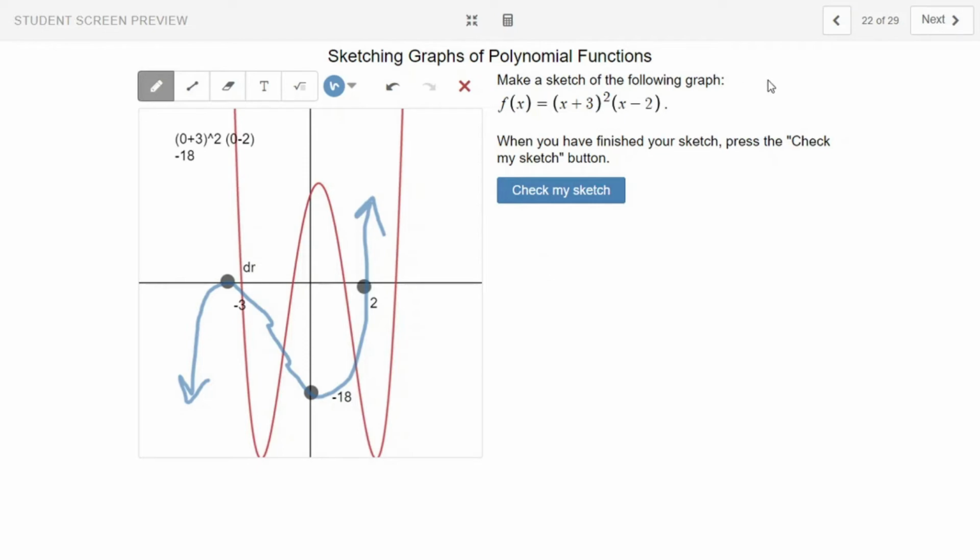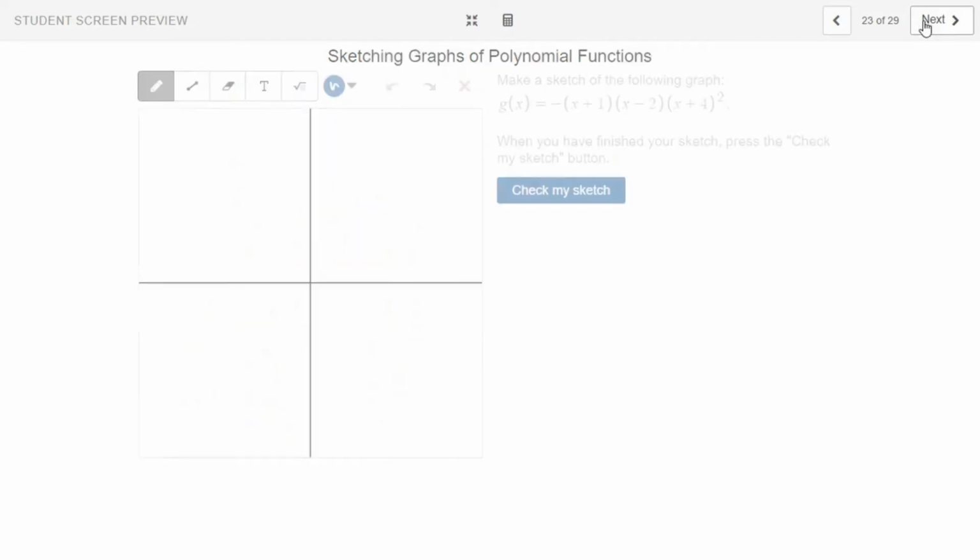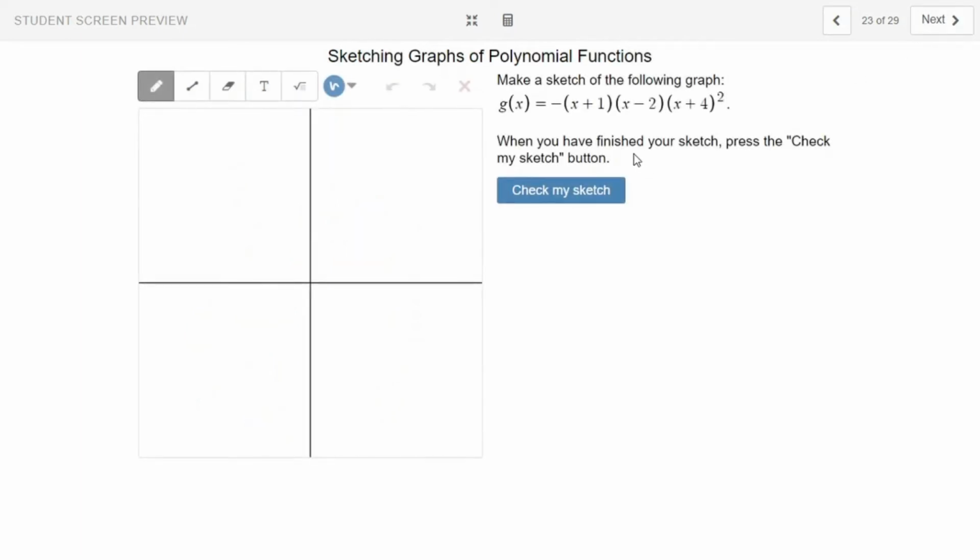All right, guys, we're going to try out another one, okay? Now, the rest of these check my sketches do actually work. Okay, so to sketch a polynomial, first we find the x-intercepts. So let me find those bad boys from the factors. This would be negative 1 for the first factor, positive 2 for the second factor, and negative 4 for the third factor. Negative 4 has a multiplicity of 2 because it's being squared. That factor appears twice, so it is a double root.